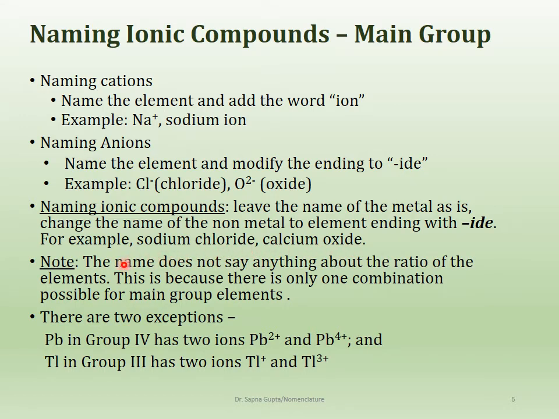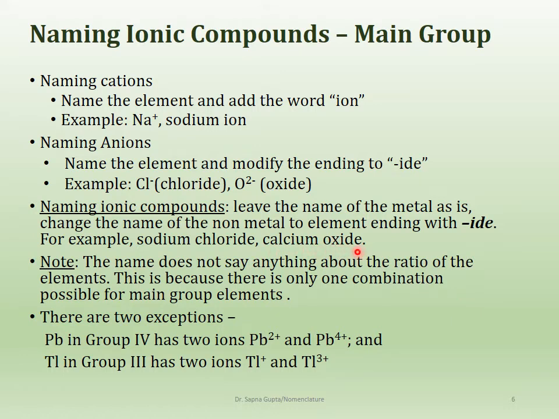Please note that the name here does not really tell you how many calcium and how many oxygens there are in the ratio. That is something we have to work out. Similarly here, sodium chloride doesn't tell you whether the ratio of sodium to chlorine is 1:1 in this formula. There is a reason for this, and that is that there is only one type of combination possible for main group elements. That's why we don't really need to tell.